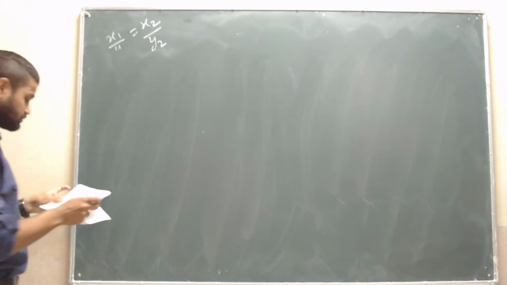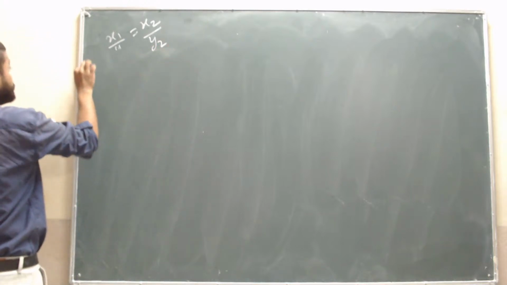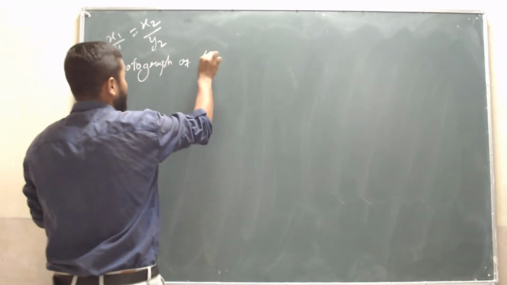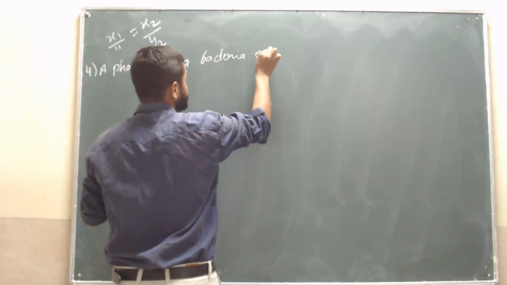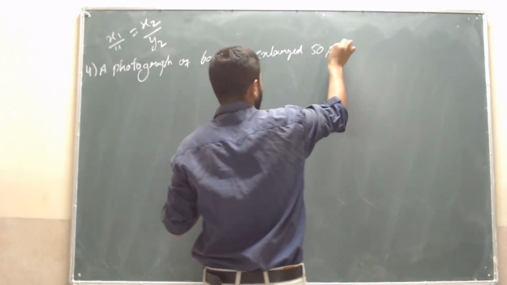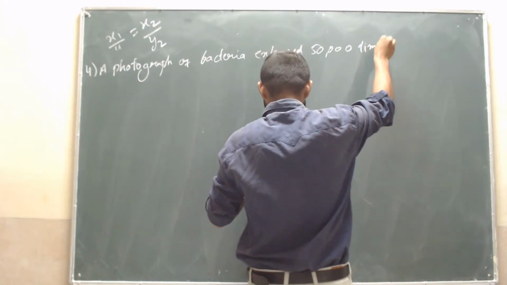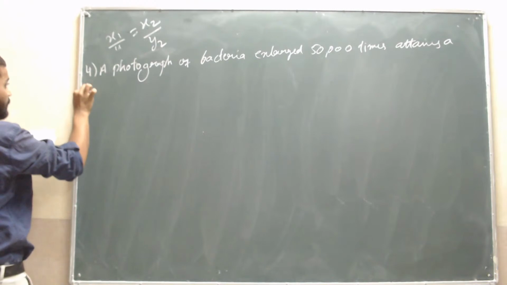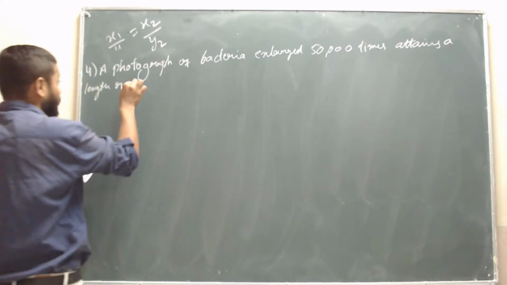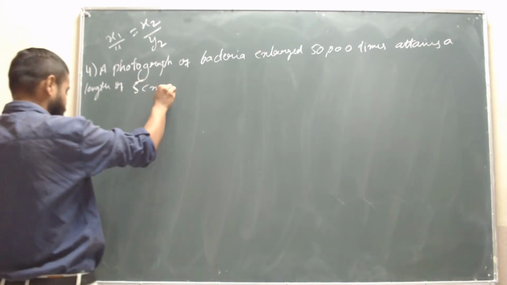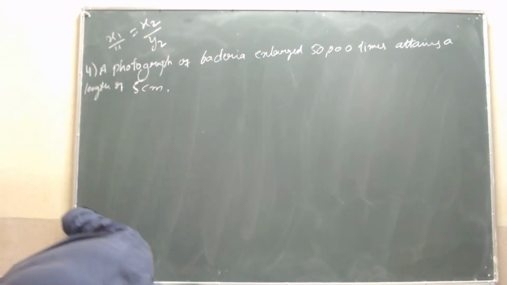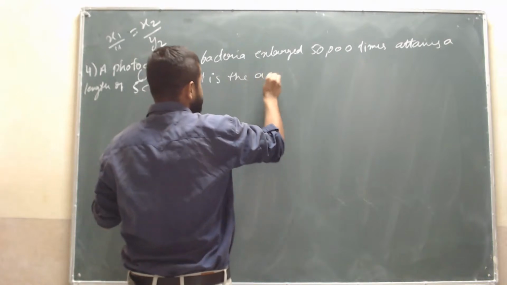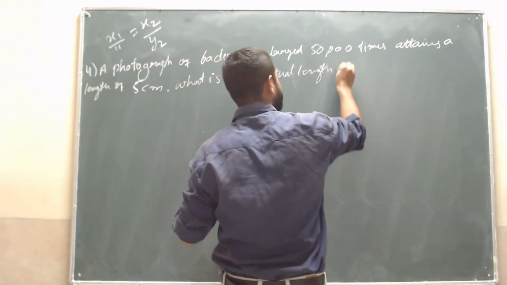The next problem is: a photograph of bacteria enlarged 50,000 times attains a length of 5 centimeter. What is the actual length of bacteria?